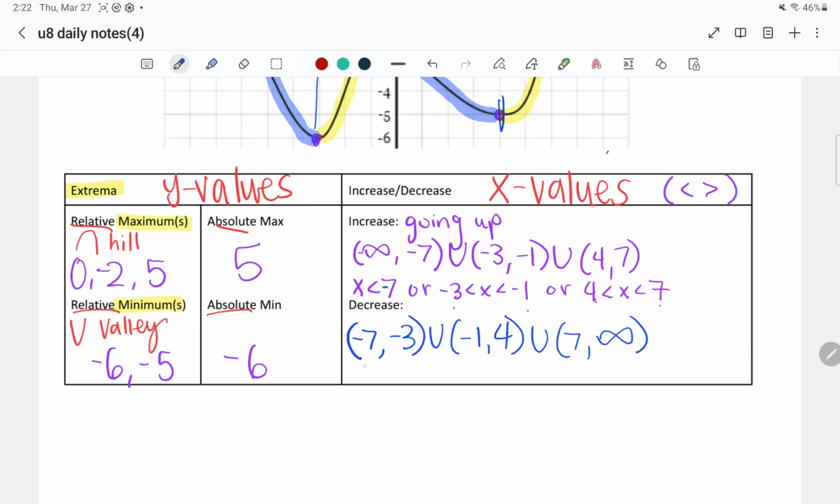Okay, this in inequality notation is -7 less than x less than -3, or -1 less than x less than 4, or x is greater than 7. You can also write 7 less than x if you want to just say all less than signs. Okay, so that's how it's done.